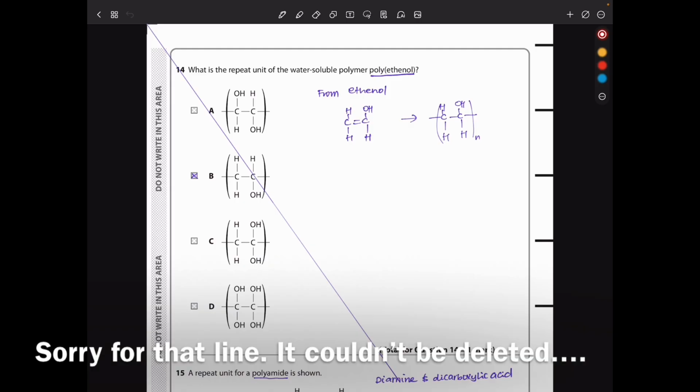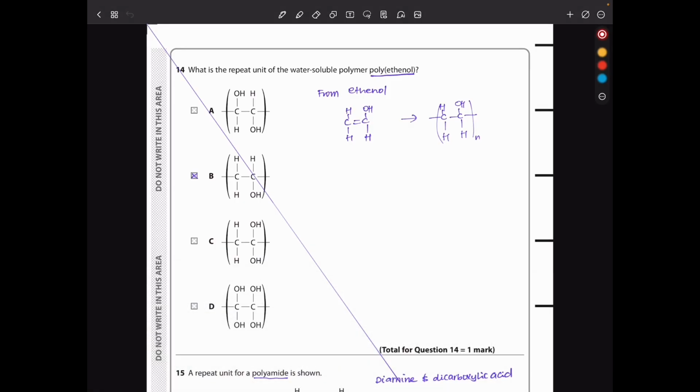In question 14, what is the repeat unit of the water-soluble polymer polyethanol? So polyethanol should be coming from ethanol, and this is the formula or structure of ethanol. If I polymerize this, it becomes breaking the double bond and extending out, then putting the curly brackets on N. This is going to be what we have. So the repeat unit is going to be B here. It's the only one that corresponds to what I've created here.